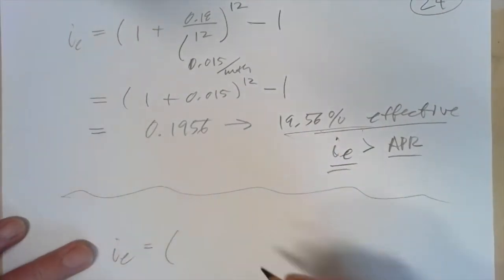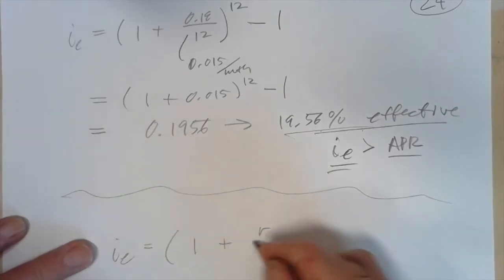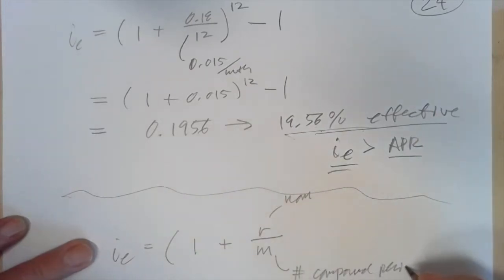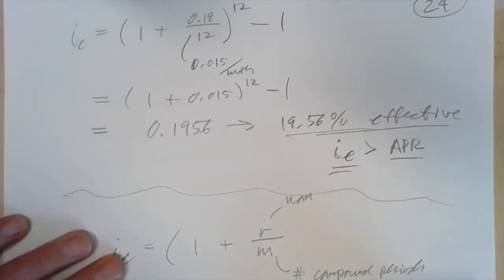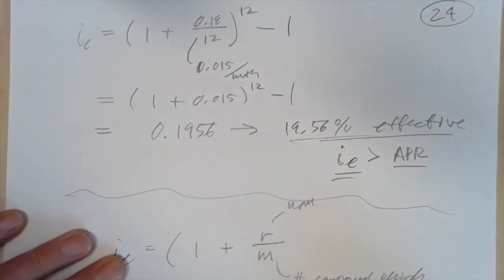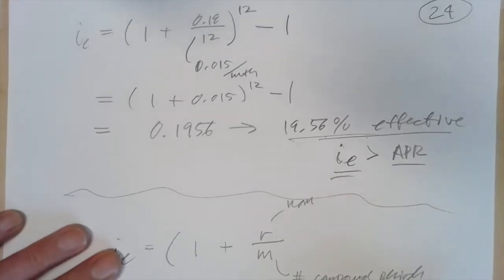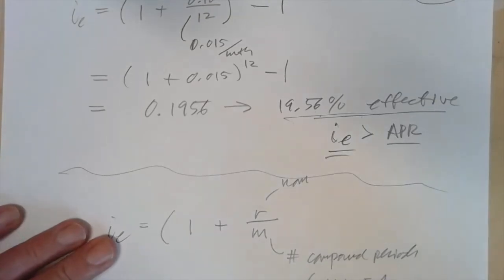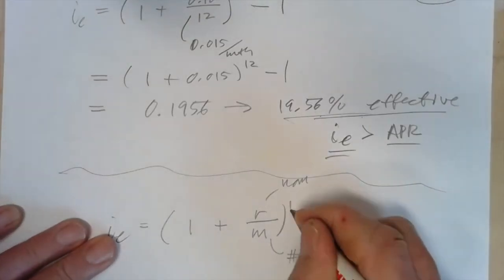Remember, the overall equation is 1 plus R, your nominal rate, divided by n, the number of compounding periods. This could be quarterly, which is 4. It could be monthly, which is 12. Or it could be daily, which is 365. And minus 1, this is to the nth power.